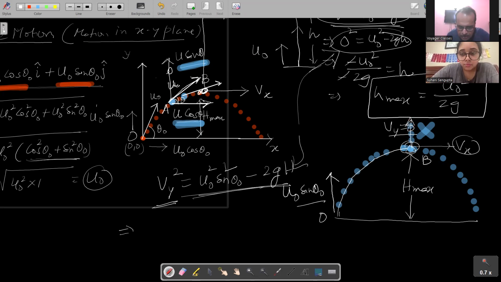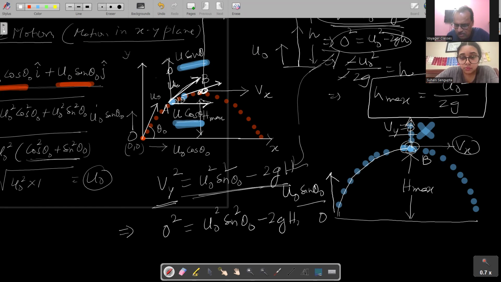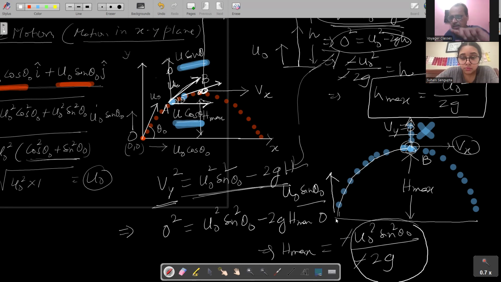So now what exactly we can do over here: zero square is equal to u zero square sine square theta zero minus 2g h max. So we can say h max is equal to u zero square sine square theta zero divided by 2g. This is the maximum height which you will get in case of a projectile. So if anybody asks how to find the maximum height, this is the concept. By using this, we can find the maximum height attained by a particle in case of a projectile. That's the concept.